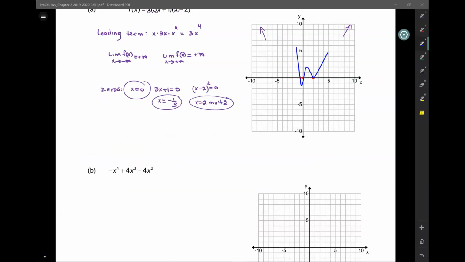Like, we know when the function is negative, right? Between negative 1/3 and 0. It's below the x-axis. It's positive everywhere else. I know where the function is increasing, decreasing, right? Okay? Okay.